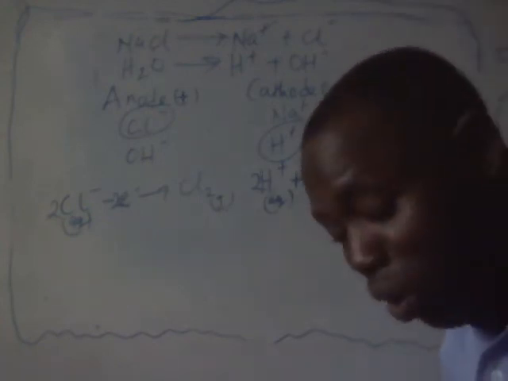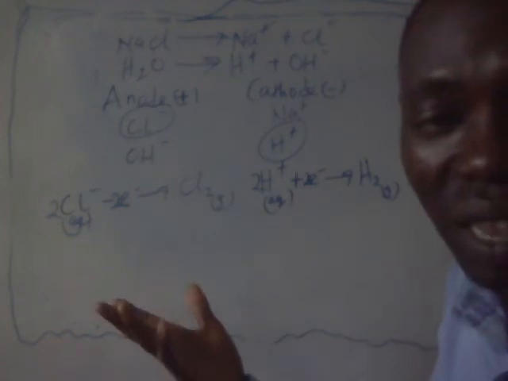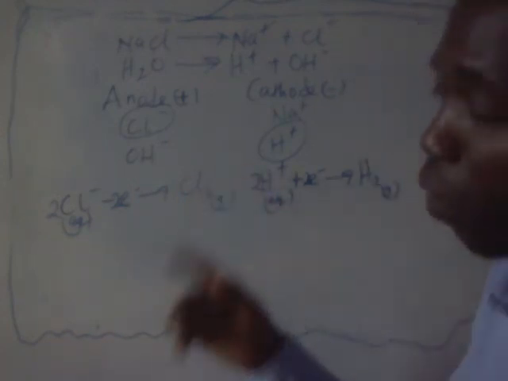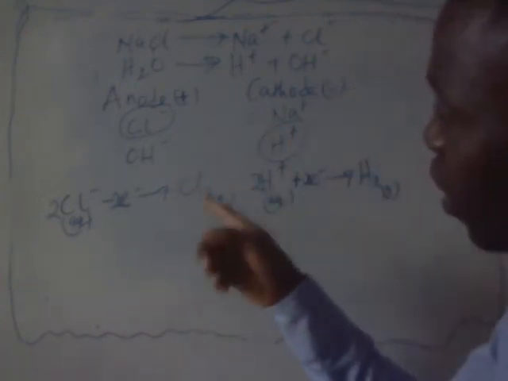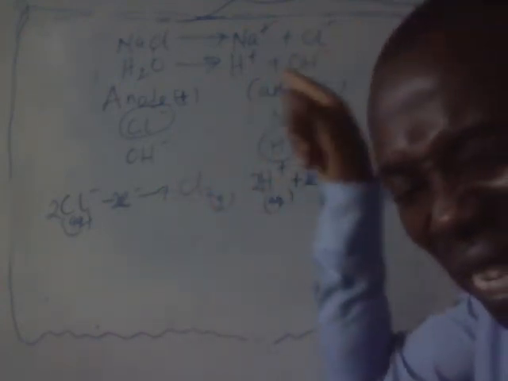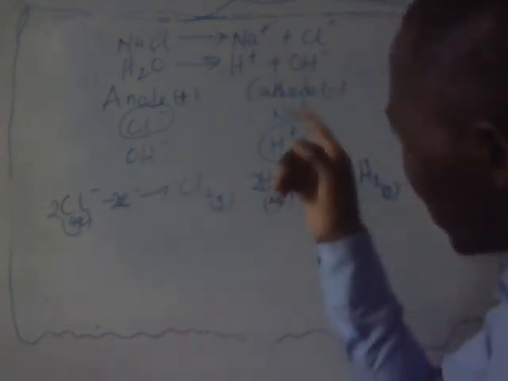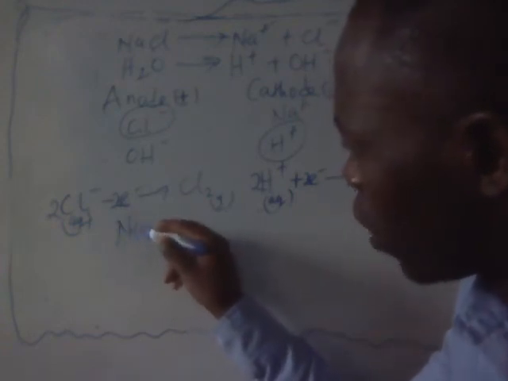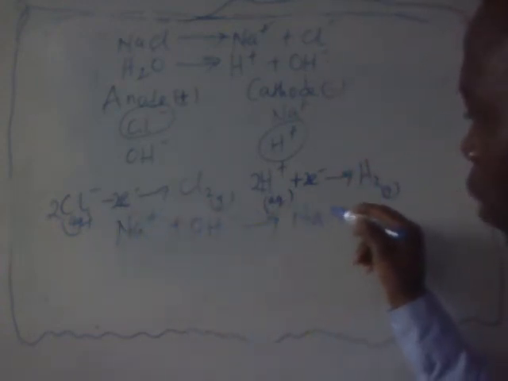They can also ask you in subsequent exams what is the overall effect at the end of the electrolysis of that aqueous or dilute sodium chloride. What was the overall effect, the resultant effect? At the end of the day, we have Na+ remaining in the cathode. We have OH- remaining in the anode. So the Na+ sodium ions will react with the hydroxide ions, are you there, to give sodium hydroxide.